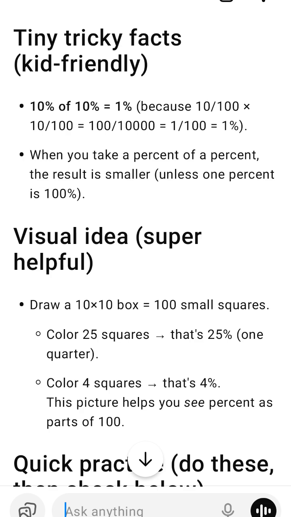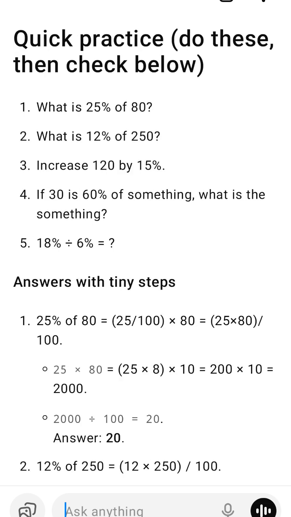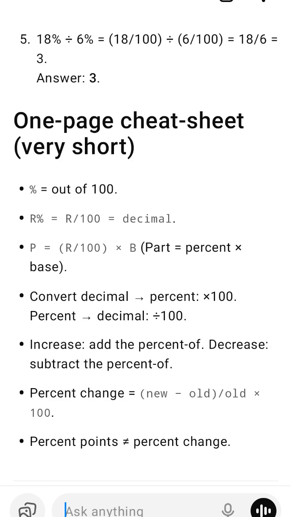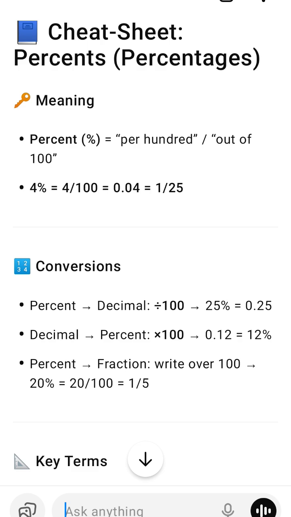Applications. Increase by R percent: new equals old plus R% of old. Decrease by R percent: new equals old minus R% of old. Percent change equals new minus old, divided by old, times 100%. Percentage points versus percent change: going from 3% to 5% is plus 2 percentage points. Relative change equals (5 minus 3) divided by 3 times 100, which is 66.7%.